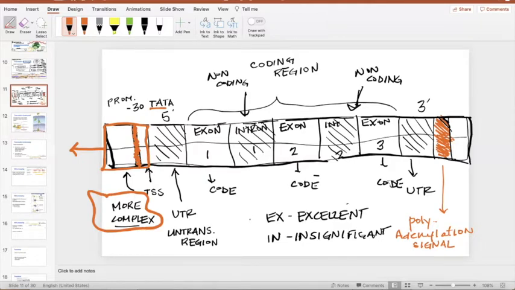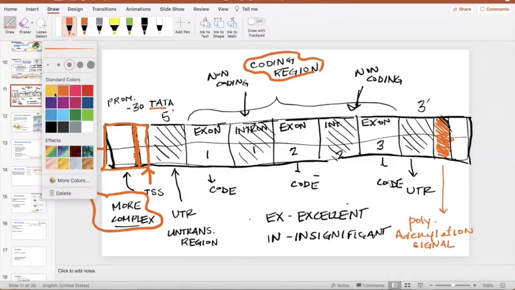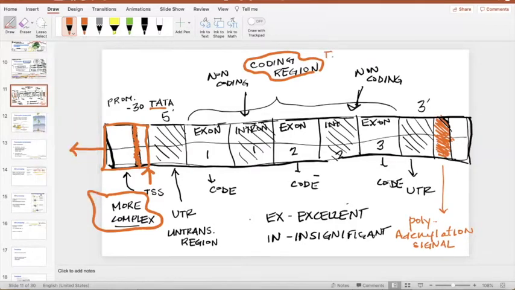Then I told you, okay, so right here is what we're going to call our transcriptional start site. And then this whole region, I kind of called it the coding region, but let's use your book's terminology. I like that. Let's call it the transcriptional unit. I'm going to make that a little thinner. Let's call it the transcriptional unit.